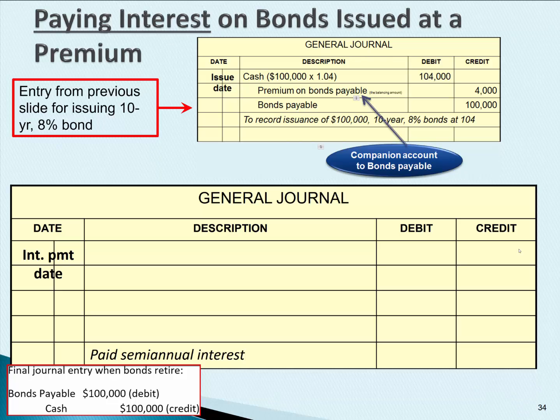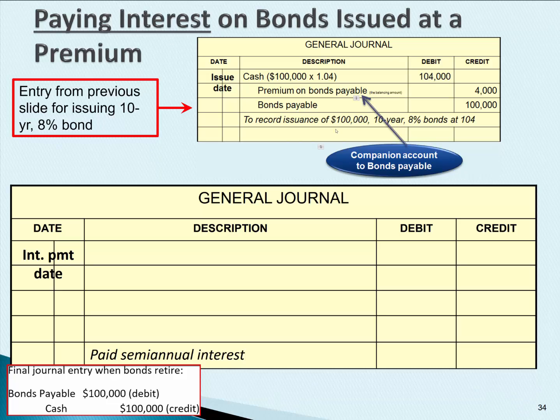At the top is our journal entry when we issued the bonds. Notice it created the account called Premium on Bonds Payable. At the bottom of the screen in white is our final journal entry. Years later, when we retire the bonds, so we get them off the books with a debit, and pay the bondholders the maturity value, $100,000.